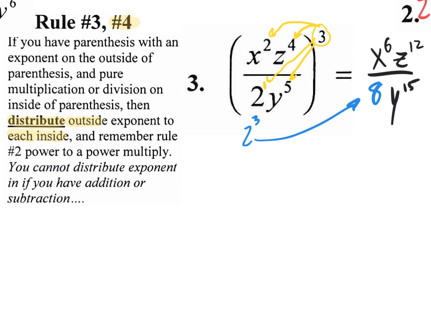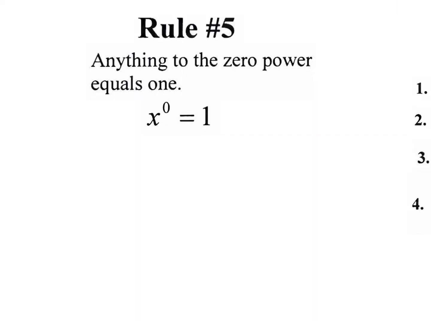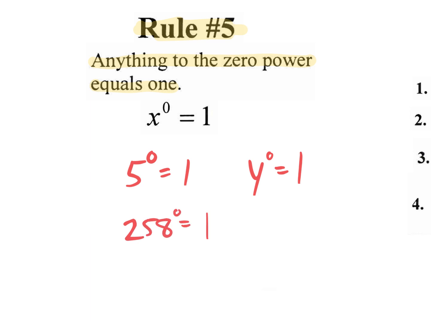Let's move on to rule 5, my favorite rule, the easiest rule. Check it out. Everybody jot down rule number 5, and then write down the sentence, anything to the power of 0 equals 1. And here's your first example, x to the power of 0, that equals 1. Anything to the power of 0 equals 1. I'm just going to freestyle right here. 5 to the power of 0, what does that equal? 1. Y to the power of 0, what does that equal? 1. Let's say 258 to the power of 0, what does that equal? 1. Okay, what if I said, what is 2x to the power of 0, what does that equal? 1. Curveball. It's not 1, it's 2, right?